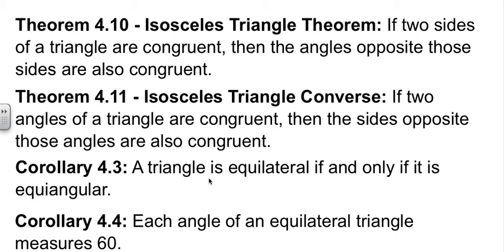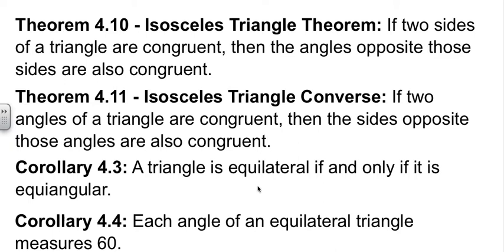Now, just like before, we have a couple of corollaries to talk about. The 4.3 corollary tells me if I have an equilateral triangle, that means it's also equiangular, and the converse is true. If it is equiangular, then it is also equilateral. That's what this if and only if means. It means you can go both ways. Knowing you have equilateral also means you have equiangular. Knowing you have equiangular also means you have equilateral.